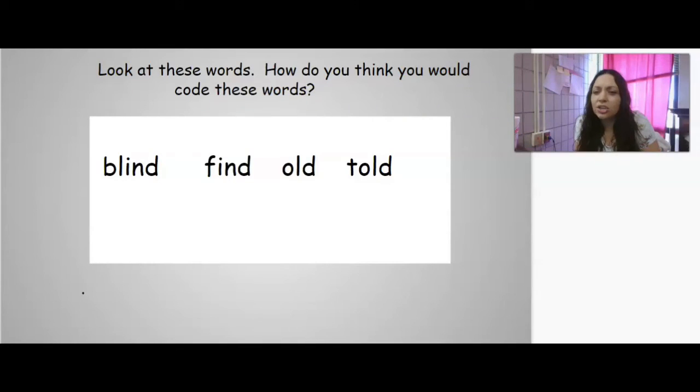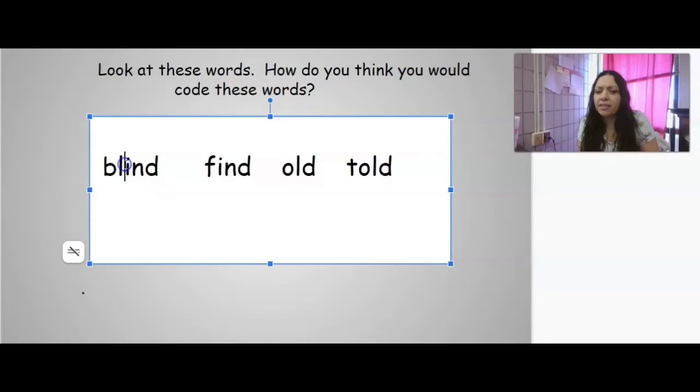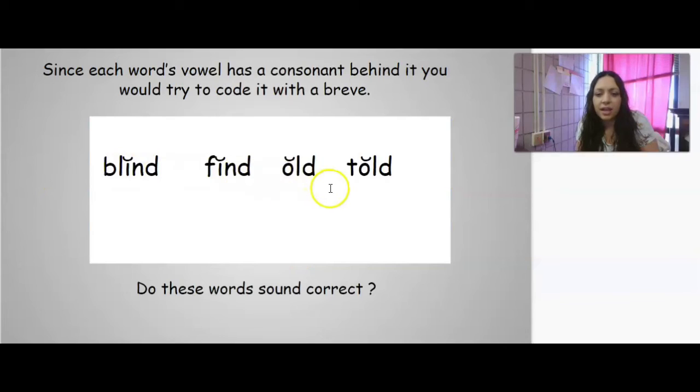How do you think you would code these words? Let's look at the first one. I see my vowel is right here and it's got an N behind it. So I think that is going to be short. That I has an N behind it, so I think it's going to be short. The O has an L behind it, so I think it's going to be short. Since each word's vowel has a consonant behind it, you would try to code it with a breve.